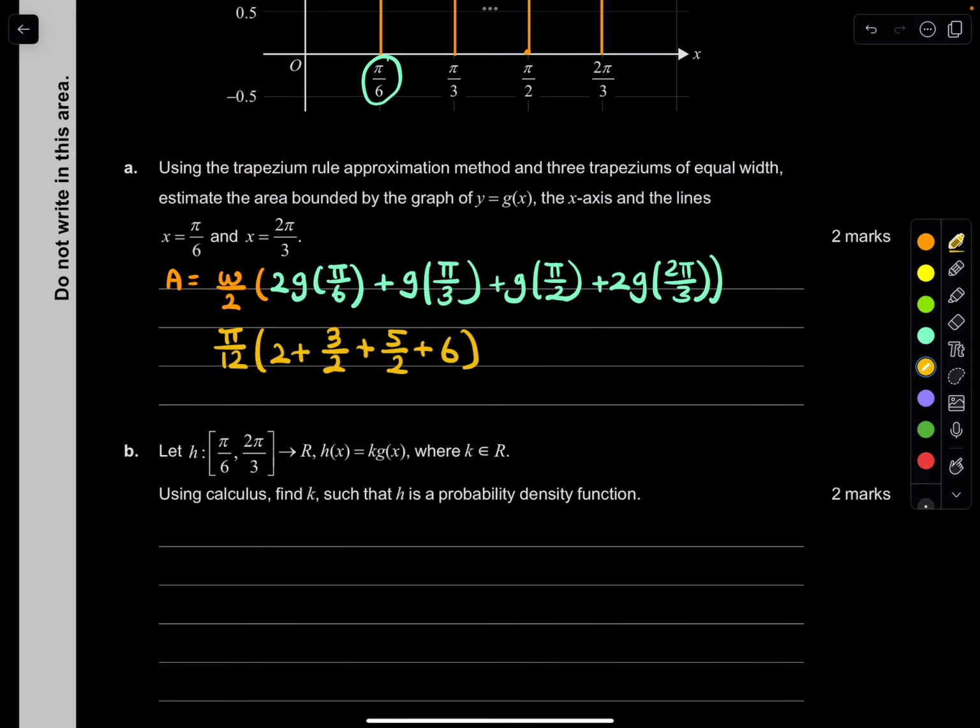So adding these all up, that'll be 8. Plus 3 on 2 plus 5 on 2: 5, 6, 7, 8. 8 divided by 2 is 4. That's 12. So this is going to be 12 times pi on 12. These will cancel out, and you're left with pi. So pi units squared. This is our estimation. Beautiful. So pi units squared is your answer.